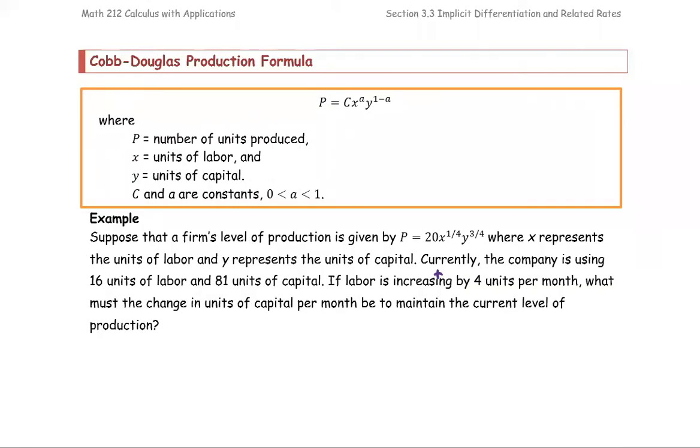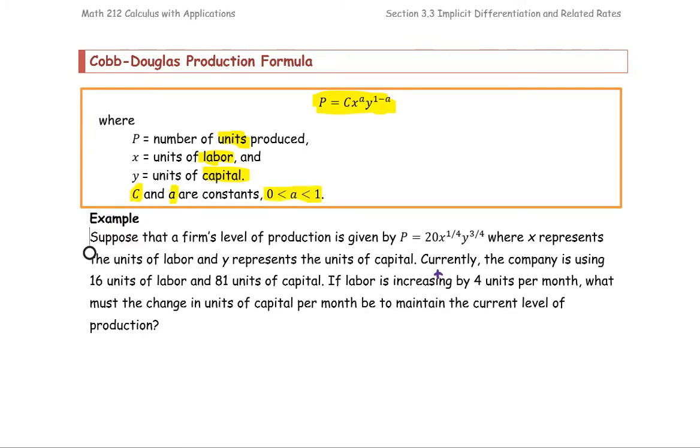Cobb-Douglas production formula: P equals C times x to the power a times y to the power 1 minus a, where P is the number of units produced, x is the unit of labor, and y is the unit of capital. C and a are constants, where a is between 0 and 1.